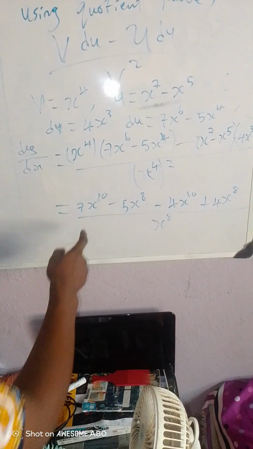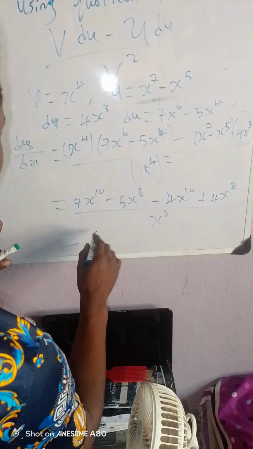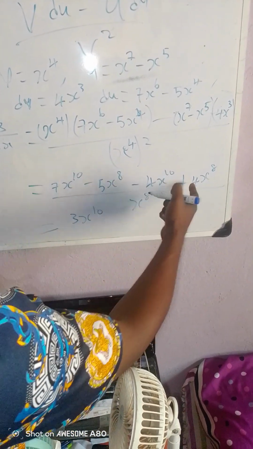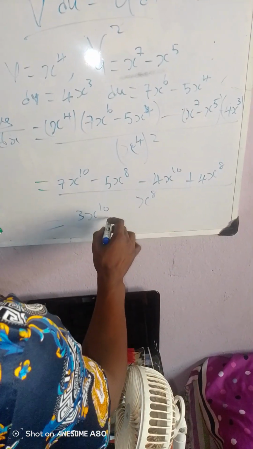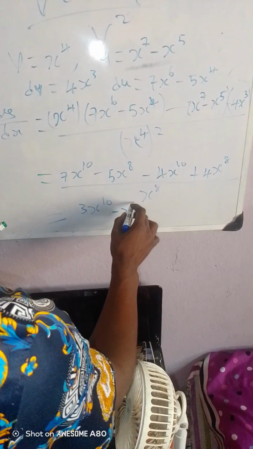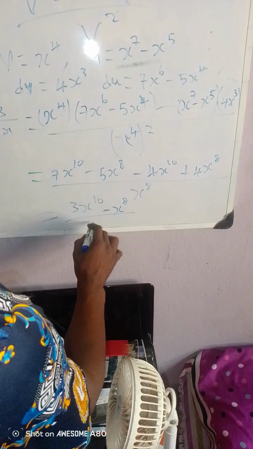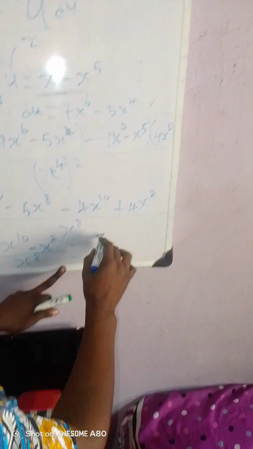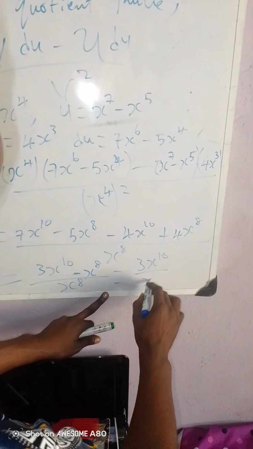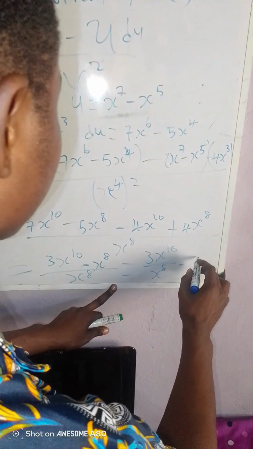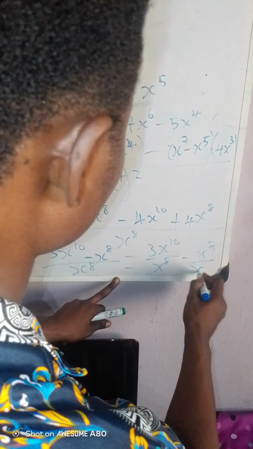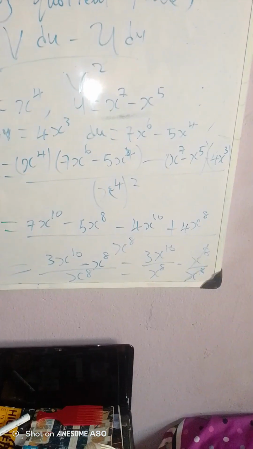So if we collect like terms, this one minus this one will give you 3x to the power of 10. Now this one minus this one will give you 18 minus x to the power of 8, divided by x to the power of 8. Now this becomes 3x to the power of 10 all over x to the power of 8 minus x to the power of 8 all over x to the power of 8. This one will cancel out this one. So you get it now. So we'll finish it here.